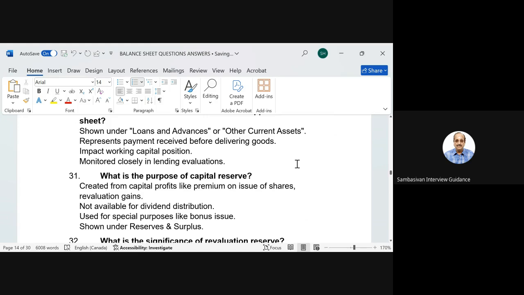Okay. So sir, I'm a little confused about how to answer and how to frame the answer. You are new. Now, Swati, can you tell me how it will affect working capital position?